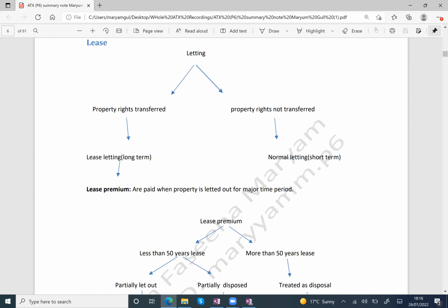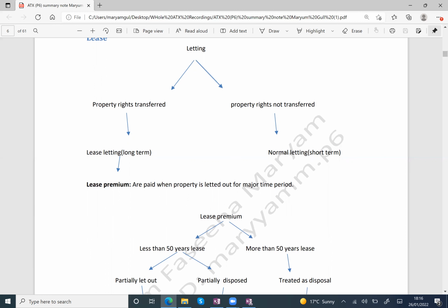For example, when you let the house to a tenant, obviously you are the landlord, and the tenant will follow your terms and conditions. He will not use your property according to his choices. So when property rights are not transferred, it's called normal letting or short term, and it's for a short time period. I mean, the tenant will not live there for his whole life.